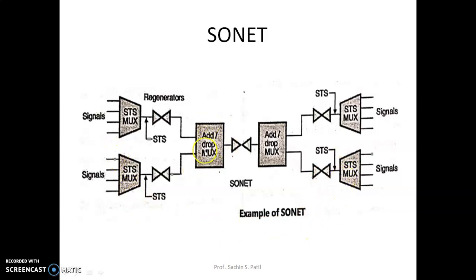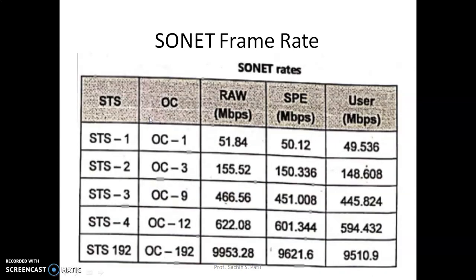Okay, the add drop multiplexer is here. This is the repeater. Okay, this is the STS. We can see this repeater and this add drop multiplexer. This is multiplexing of signals. It may be voice, data, audio, video, like this. So this is the frame rate, 51.84 Mbps. We are seeing the STS-1 frame rate. So OC-3 multiplies this, OC-9 multiplies this, and we are getting this value.